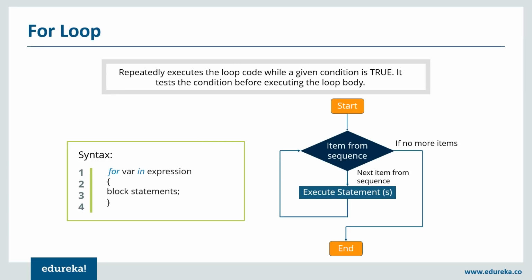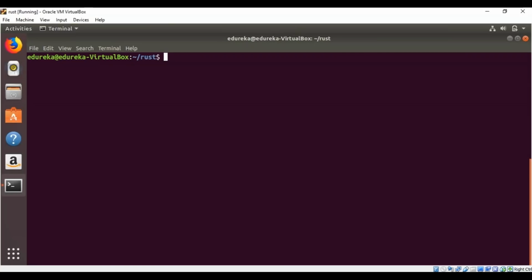Alright, so the next loop we have is the for loop. Now what this for loop does is it repeatedly executes a loop code as long as a given condition holds true. So it tests the condition before it executes a loop body. So this is the syntax for a for loop in Rust. This is a little bit different from what you see in C++, Java, and C. So let's execute an example and let's try and understand this better.